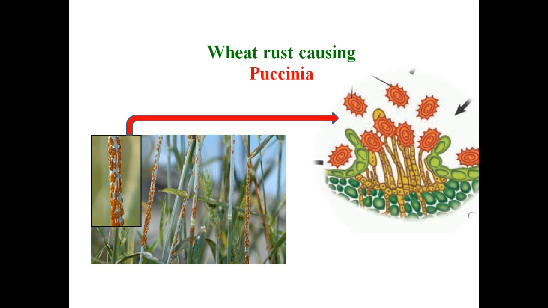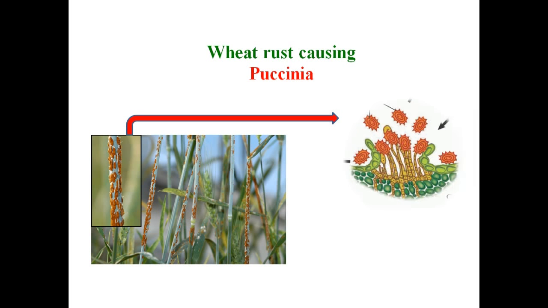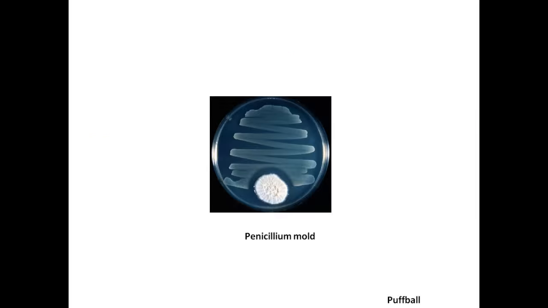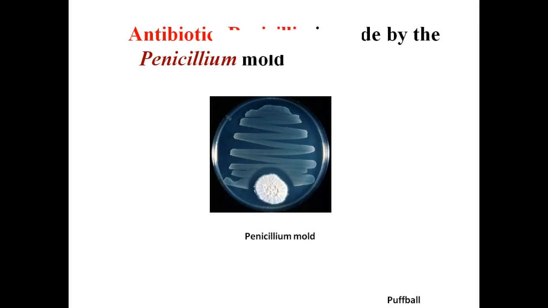For example, wheat rust caused by Puccinia is an important example of a disease-causing agent. And some are used as antibiotics. For example, penicillin is made by the Penicillium mold.